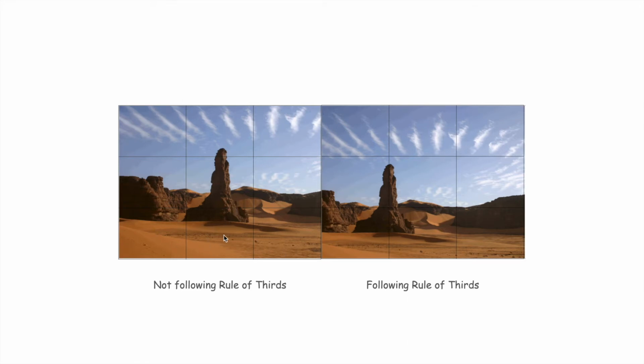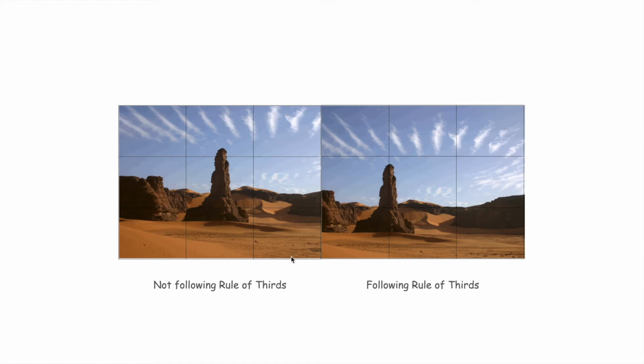You can see on the left hand side, this rock hasn't been placed into the left-hand third, the right-hand third, or the bottom. It's smack bang in the middle of the photo. You can see it is using the rule of thirds because the top of the rock is equidistant from the top of the image and the bottom is equidistant to the bottom of the image. But because the rock is in the middle, it means the rock is the focus of the image. And it doesn't allow your eyes to wander across the image as you would with the image on the right hand side.